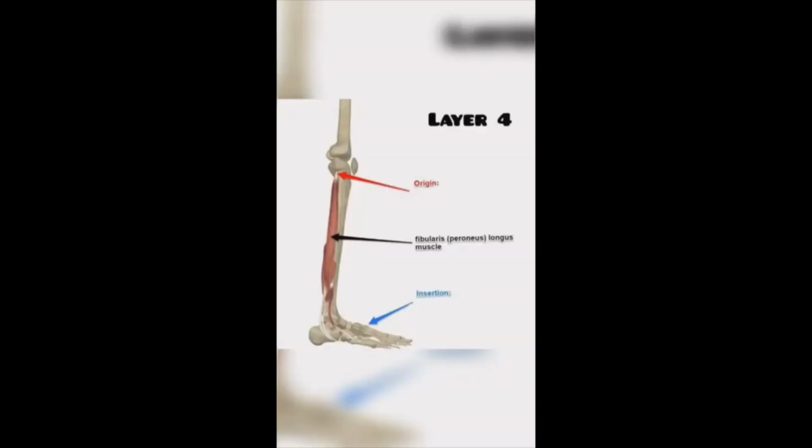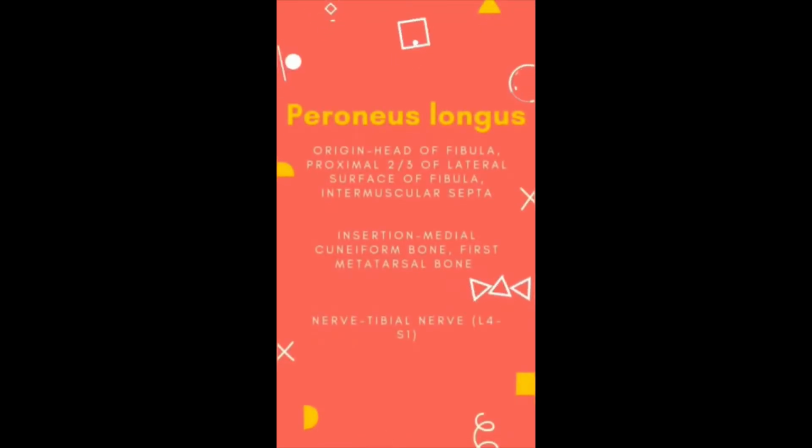Peroneus longus. It originates from the head of the fibula, proximal 2/3 of the lateral surface of the fibula, and intermuscular septum. It is inserted at the medial cuneiform bone and 4th metatarsal bone. It is supplied by the tibial nerve from 4th lumbar to 4th sacrum.